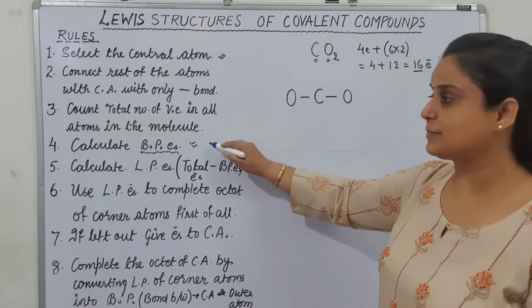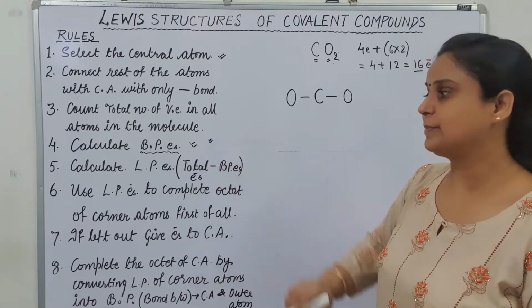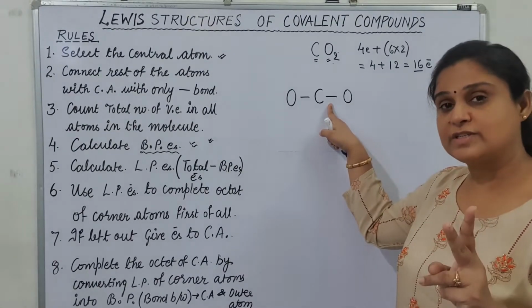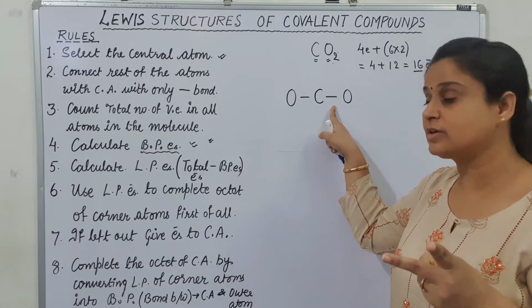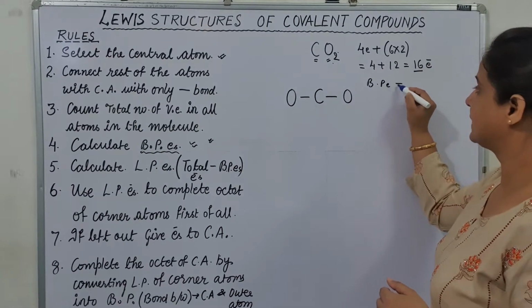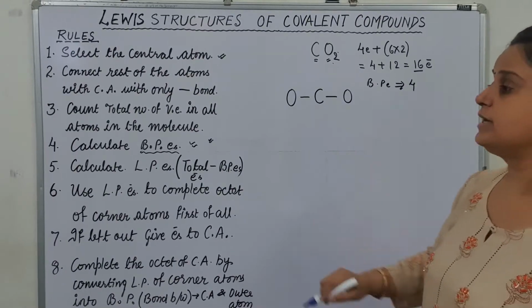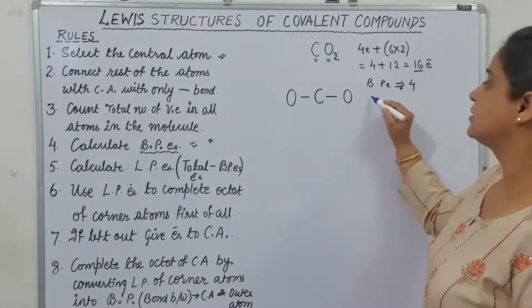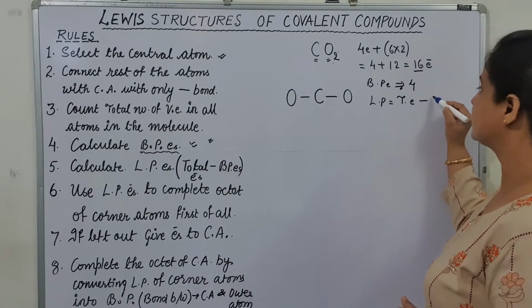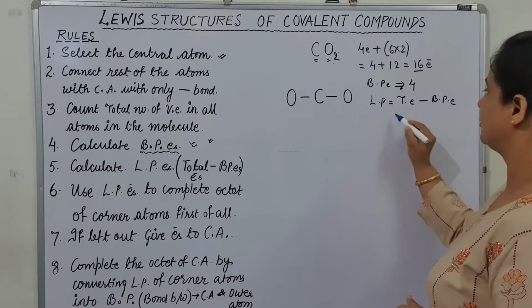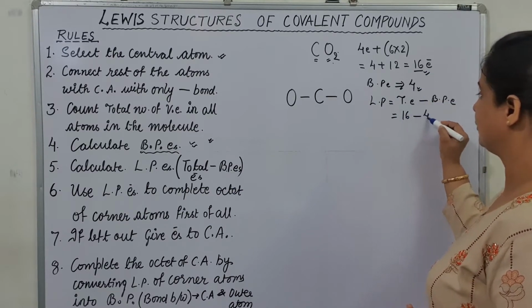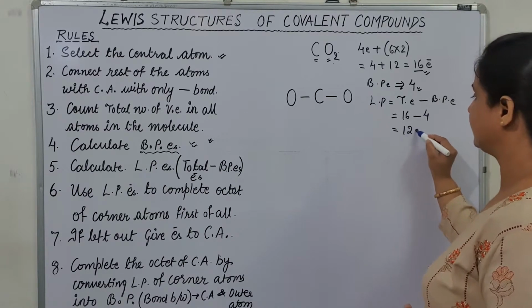Now go for the next step, calculate the bond pair electrons. So how many bonds you have made there? 2 bonds. If 2 bonds are there, one bond is indicating 2 electrons. So 1, 2, 3, 4. So bond pair electrons becomes 4. Okay. Now calculate the lone pair electrons. The lone pair electrons are what? Total electrons minus bond pair electrons. Okay. The total electrons were 16. Bond pair electrons 4. So it becomes 12 electrons.